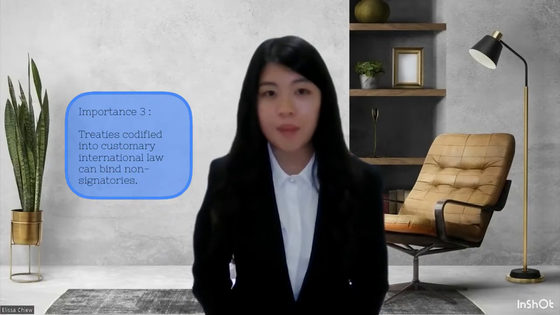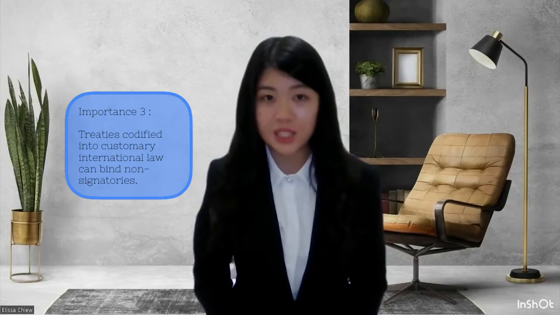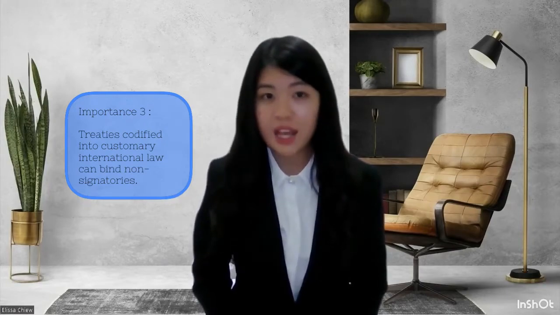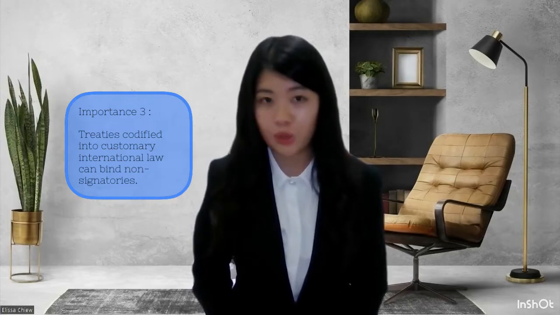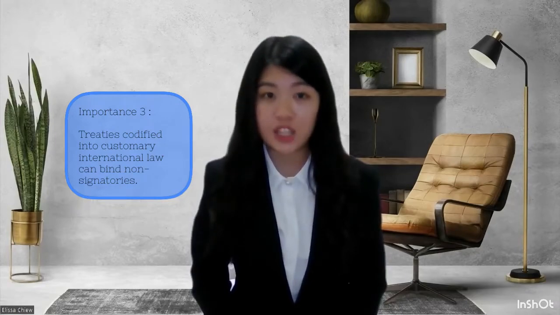international law can bind non-signatories. For example, evidence of state practice confirms that some norms found in the Universal Declaration of Human Rights have become customary international law. This was demonstrated by the United States in two cases, one domestic case and one international case.